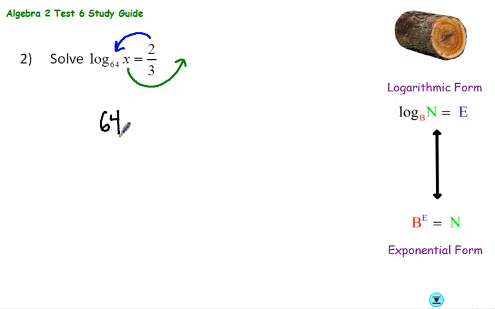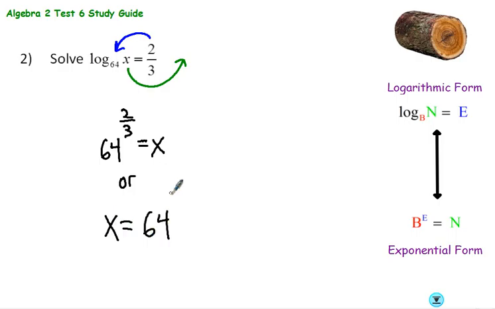And so what this would end up being is it would be 64. This down a little bit. It would be 64, and then that 2/3 would actually be the exponent. So the exponent's actually a fraction. And then we get equals x. Again, I'm just going to flip it around. So I'm going to say x equals 64 to the 2/3.